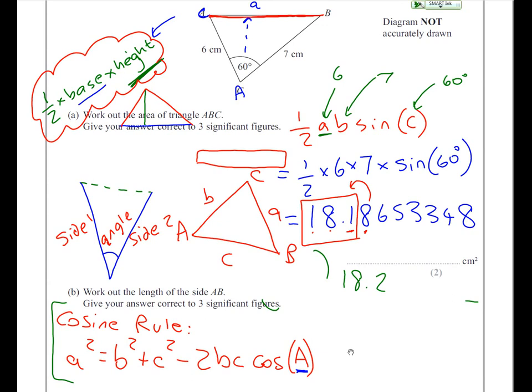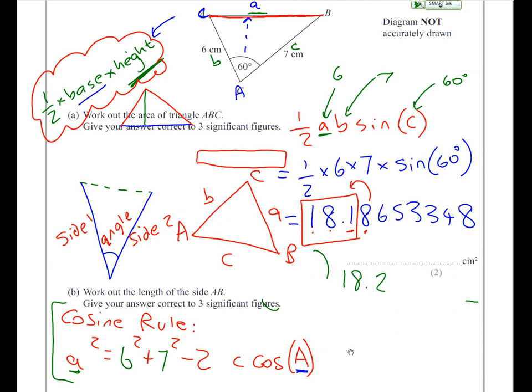The other ones are going to be b and little c for the lengths, and now we've got all the labels we need to put it into our formula. So a squared is left as a squared because that is what we're trying to find. b we can change to 6. c, we can change to 7. Remember, this is multiply. And the angle A is 60 degrees.